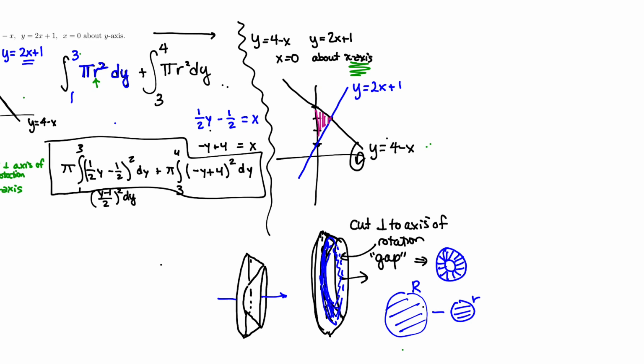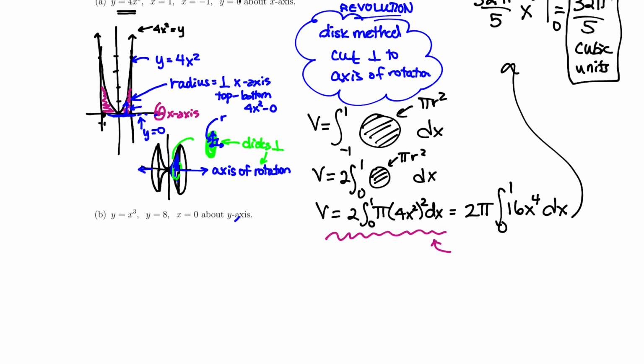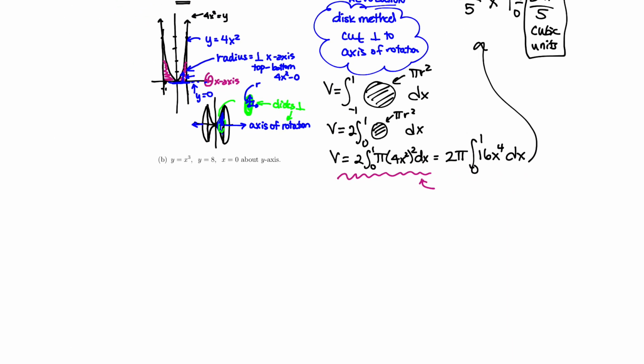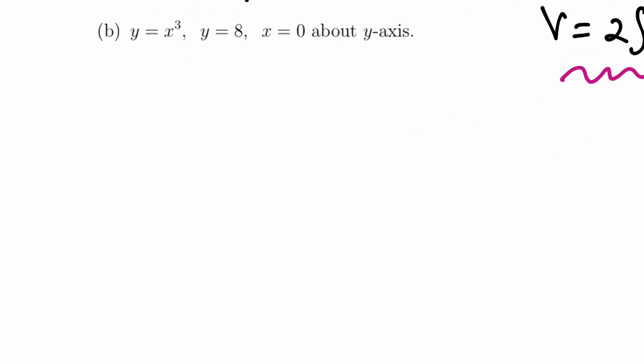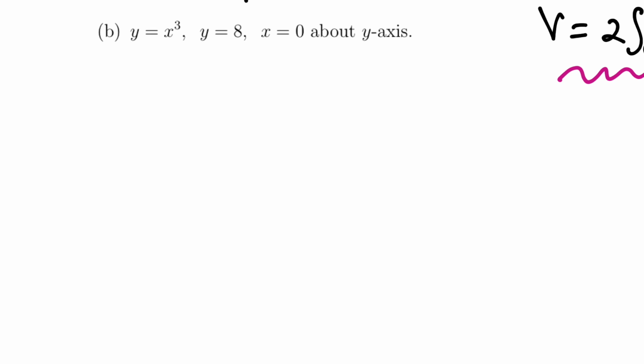So let's set this up. First things first: what axis are we going around? Instead of going about the x-axis, let's go about the y-axis and think about how it changed. So our second problem: y equals x cubed, y equals 8, x equals 0. This time we're rotating about the y-axis, and I still want to use my disc method.